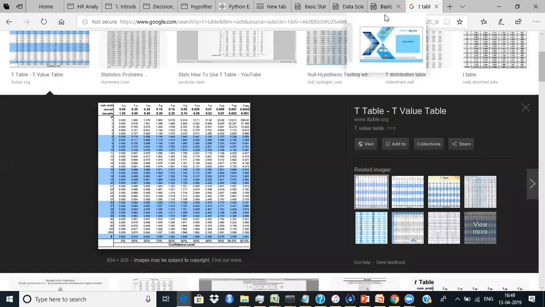If you have a sample size of 100, 1 by 99 is same as 1 by 100.